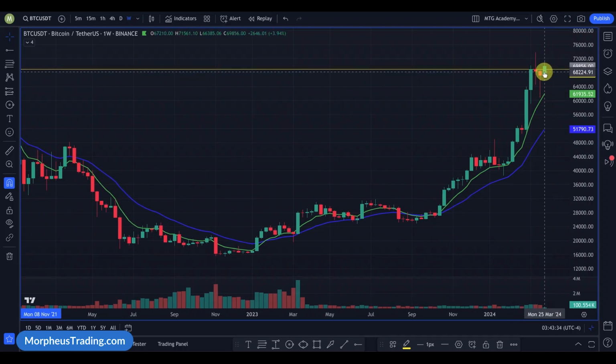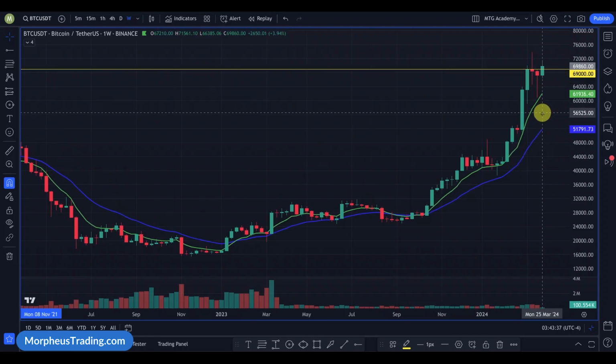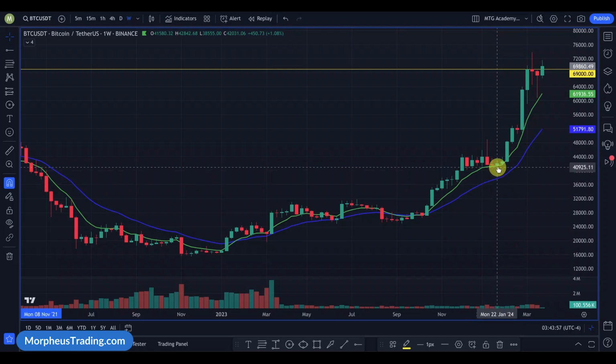And then last week we had the big correction, which actually held above the 8-week moving average. That's key. This green line here is the 8-week moving average. And notice how since October, since this current rally in Bitcoin began, that 8-week moving average has acted firmly as support.